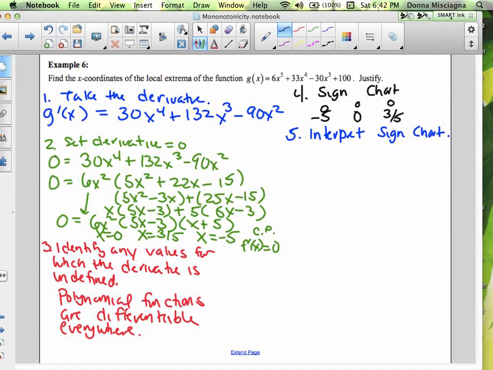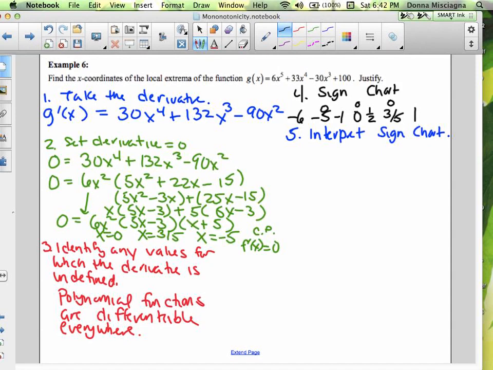So less than negative 5, we'll choose negative 6. Between negative 5 and 0, let's choose negative 1. Between 0 and 3/5, let's choose a half. And greater than 3/5, let's choose 1. All right, so if I plug back in, remember I only care about the sign here, not the value necessarily. No matter what, 6x squared is going to be a positive number. So let's not even consider the 6x squared. Let's just look at the 5x minus 3 and the x plus 5.